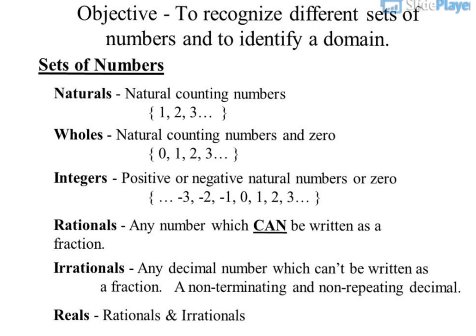Natural numbers: 1, 2, 3, 4, 5. Whole adds 0. Integers add your negatives. Rationals is anything that can be written as a fraction. Irrational, non-repeating, non-terminating decimals. Real is all of them.